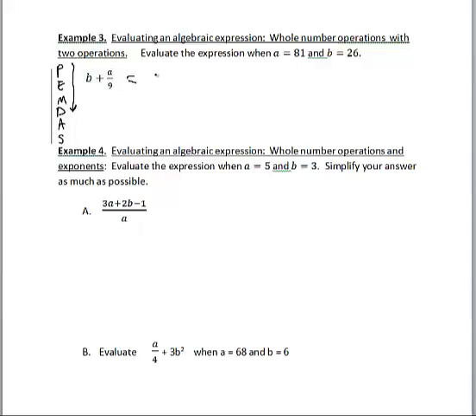Okay. But what we can do is just simply substitute in our numbers for the variables. B is 26, so I write 26 plus A is 81, and I divide A by 9, and so I have 81 divided by 9. And as we just discussed, we should perform the division first. 81 divided by 9 would give us 9. And then adding 26 and 9, the only operation left is addition, we would get 35. So B plus A divided by 9 is 35 if A equals 81 and B equals 26.